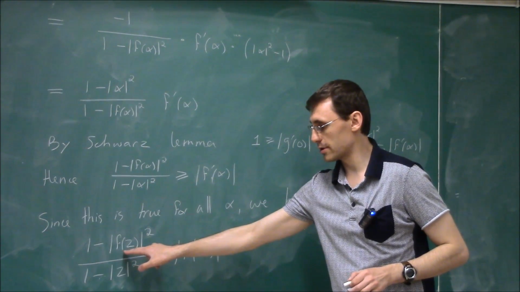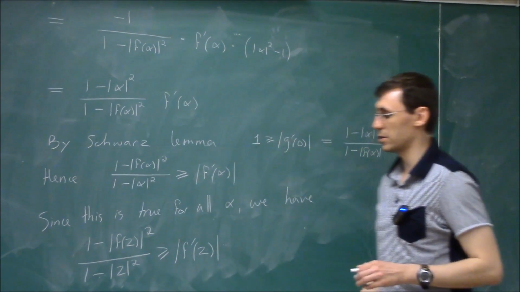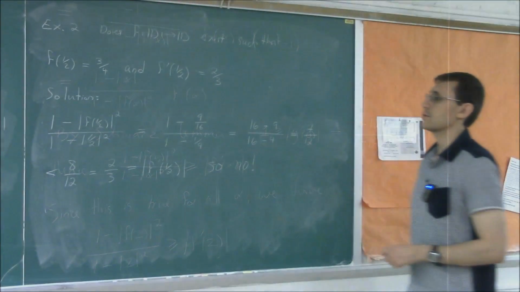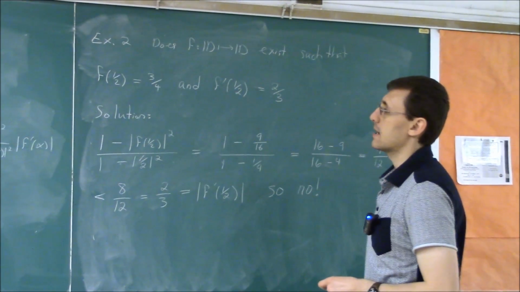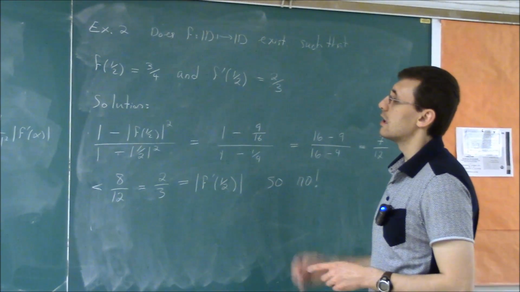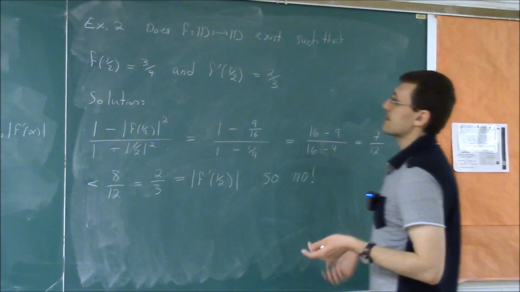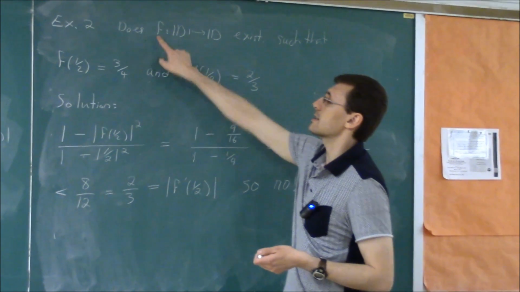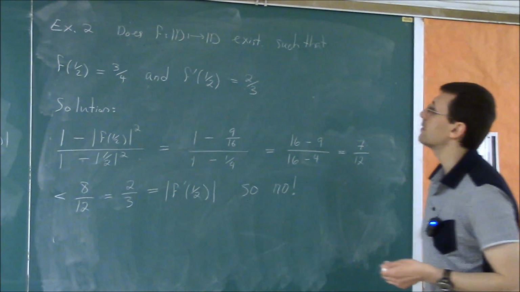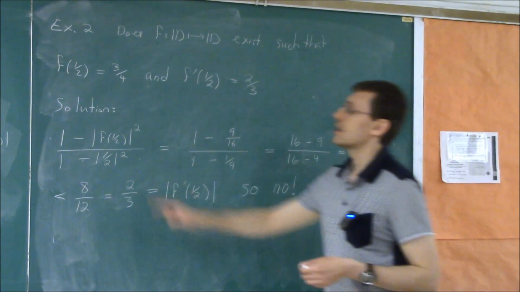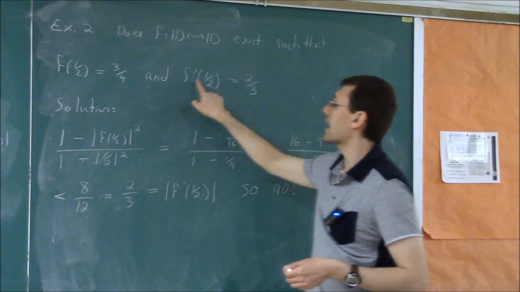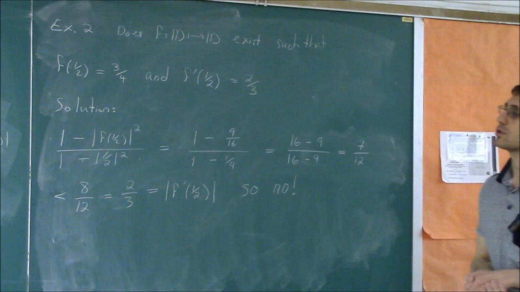1 minus modulus f of z squared over 1 minus modulus of z squared is bigger than or equal to modulus f prime of z. So let's illustrate how this estimate in example 1 can be used to determine certain existence properties of functions on the disk. So here is a typical question. Does there exist a function from the disk back to itself with the following conditions? The function f of 1/2 is equal to 3/4, and f prime of 1/2 is equal to 2/3.